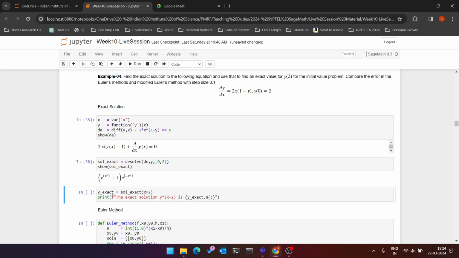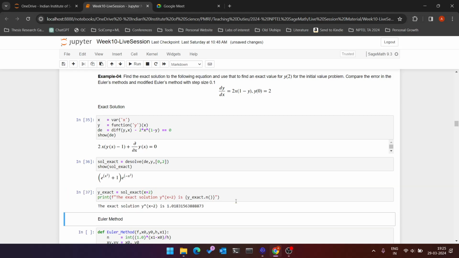Okay, so this is what we have, and to find the exact value for y of 2, we'll be evaluating the function solution exact at the value x equal to 2, and from this we just print out our exact solution. So the exact solution is 1.018, and so on.